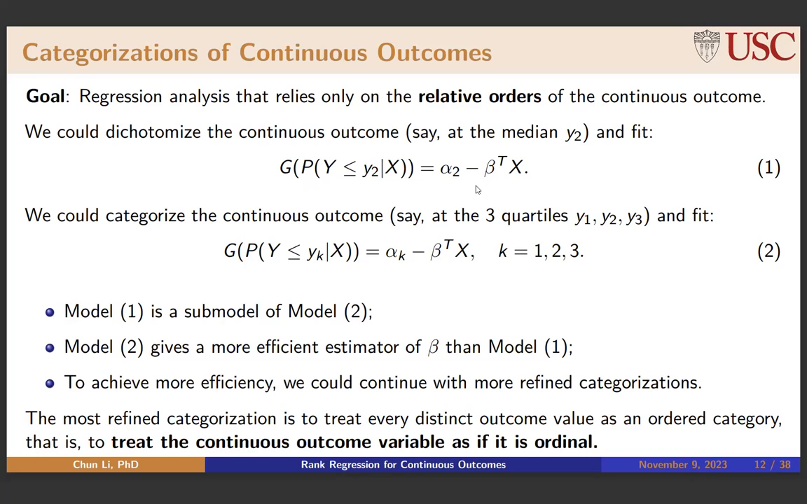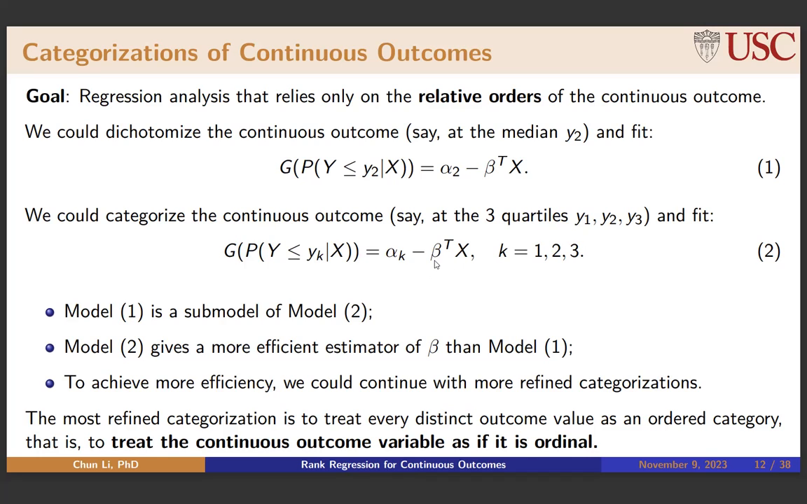It's certainly not efficient, because once you pick a cutoff point, all the values on this side would be treated as the same value, and all the values on this side would be treated as the same value. To gain efficiency, instead of dichotomizing it, you categorize the outcome. Let's say you pick the 3 quartiles and categorize it. Then you have an ordinal regression model. And then model 1 is a submodel of model 2, and the beta have the same interpretation. And model 2 gives you a better estimate because it takes account of more information.